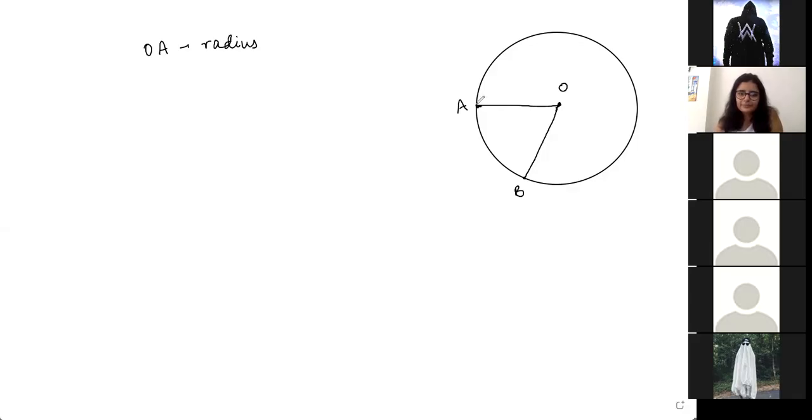Ma'am, can I? Yeah, go ahead. Ma'am, a line passing through one point of the circumference, passes through the center and touches the other side of the circumference. Okay. So it's basically a line segment whose endpoints lie on the circle, and it should also pass through the center. If we call this C, then yes, AC, the whole thing, is the diameter.